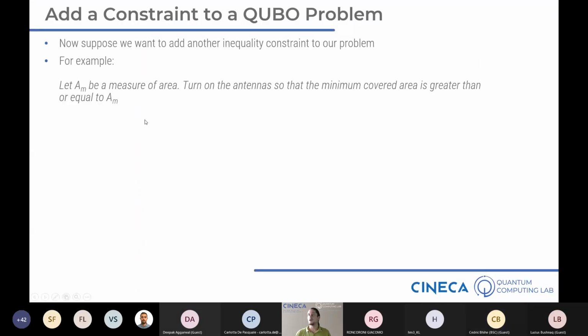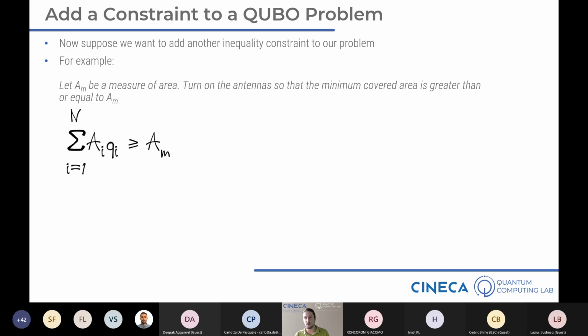So, the problem now is to turn on the antennas so that the minimum covered area is greater than or equal to AM. Greater or equal than AM, sorry. So, this is mathematically our problem. We want the sum of all the covered area to be greater or equal than a fixed value.